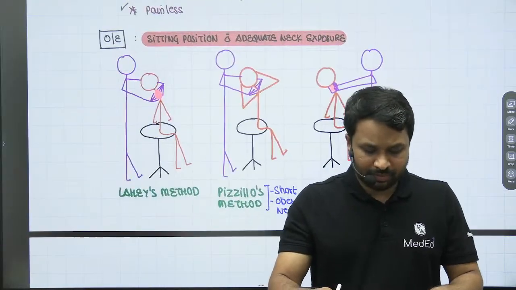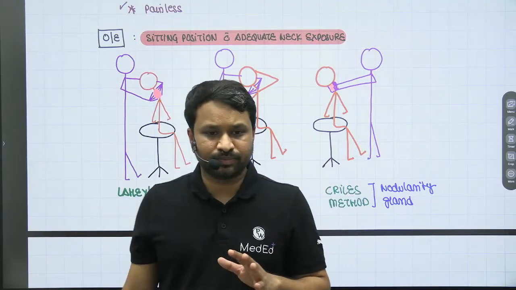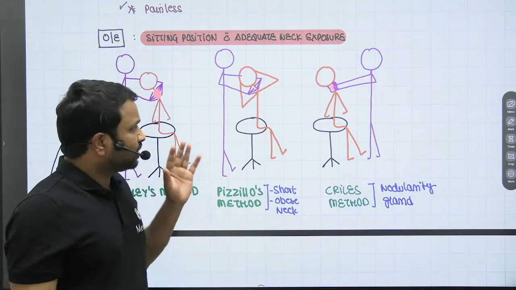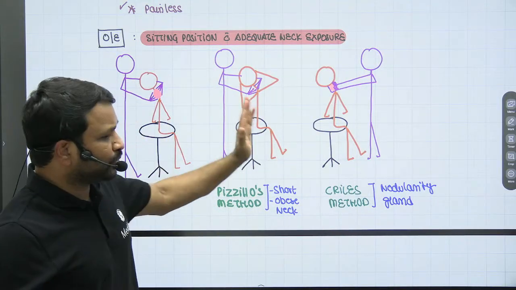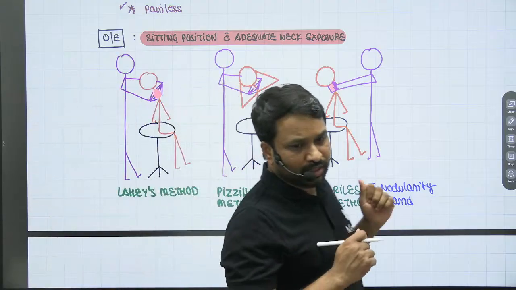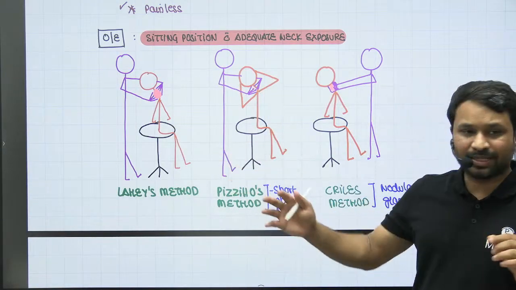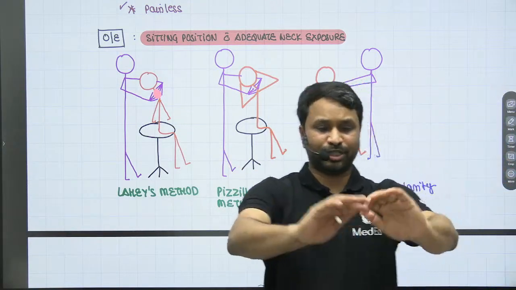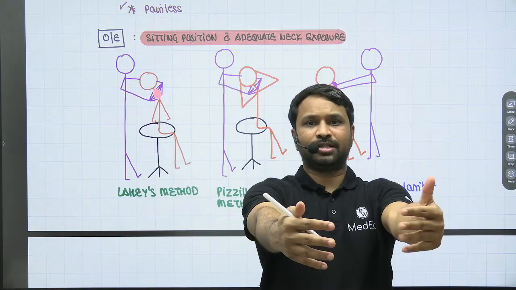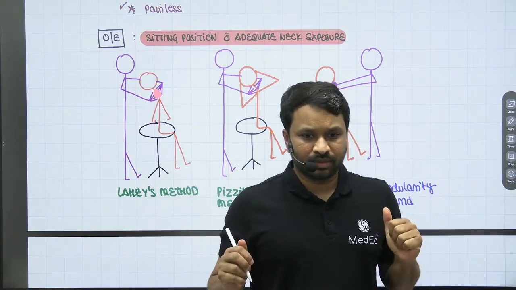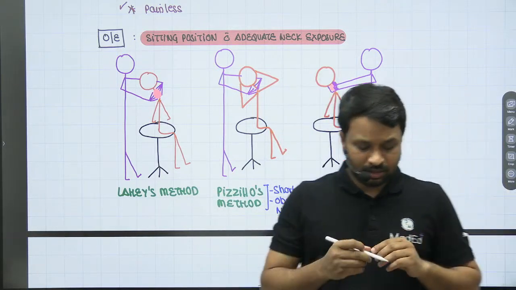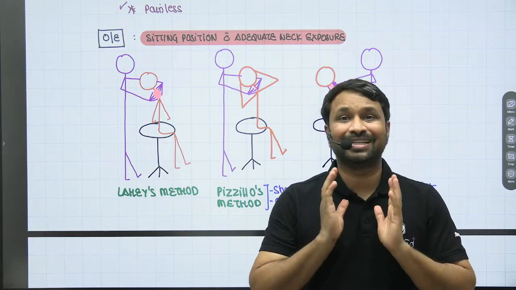So we have three basic methods of positions in which you would like to examine the thyroid gland. One is Lahey's method, where the patient is sitting in front of you, you put your hands and try to palpate it. Okay? Pizzillo's method is for patients who have a short and a stout neck.